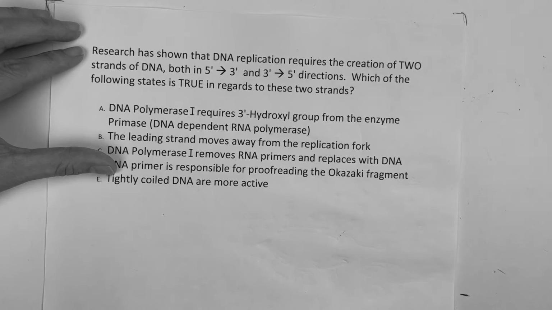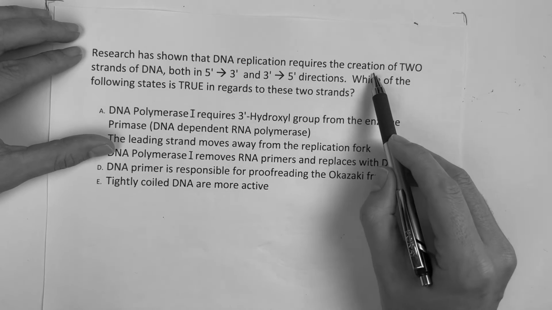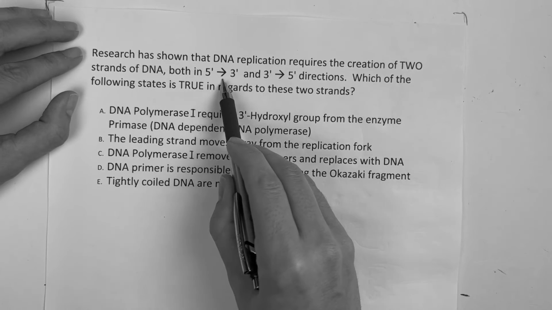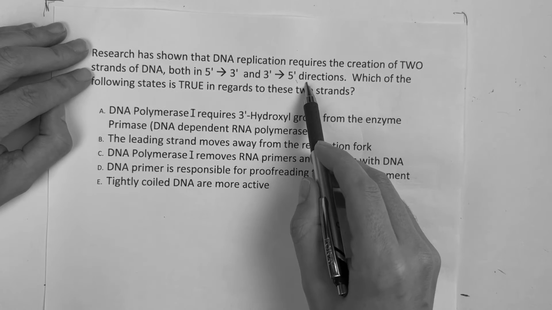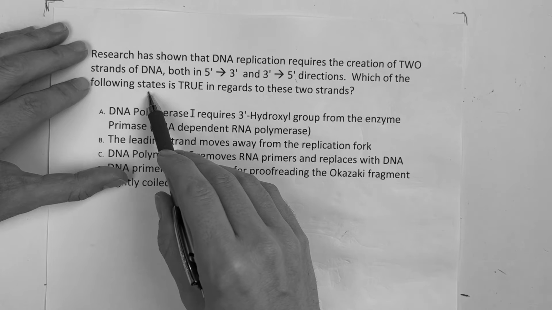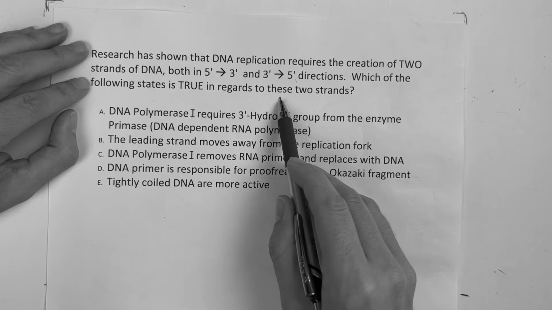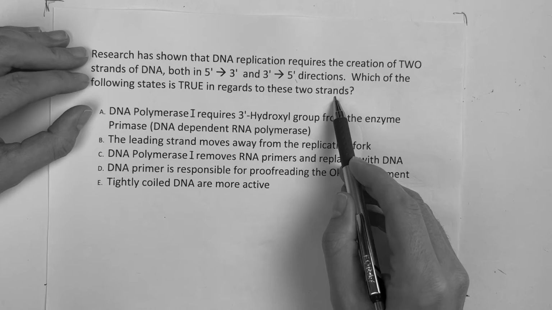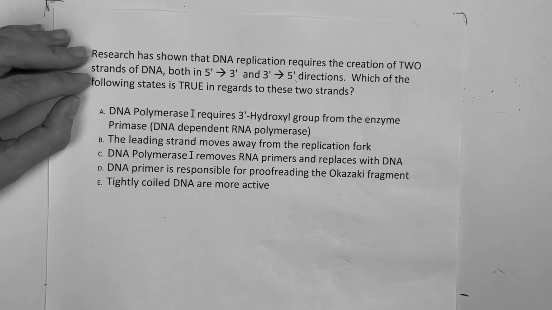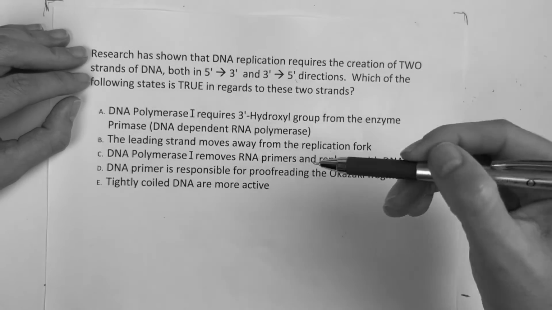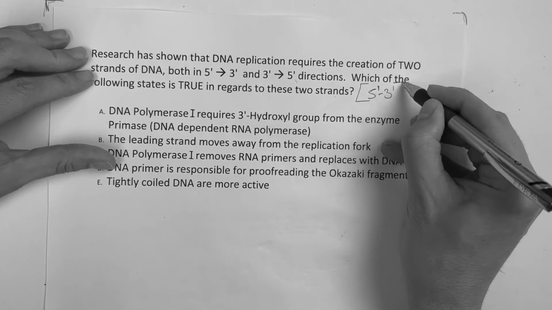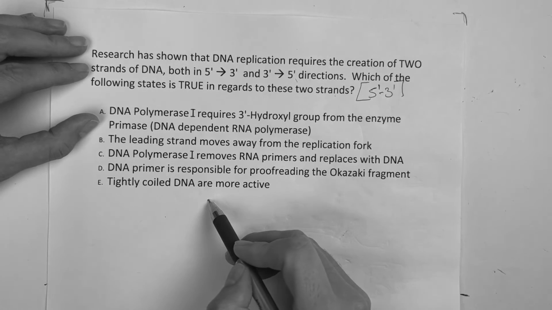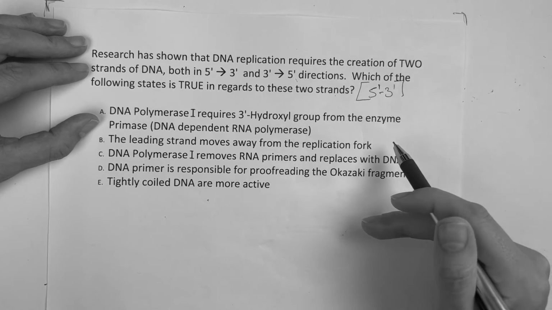Last question here reads, research has shown that DNA replication requires the creation of 2 strands of DNA, both in the 5' to 3' and the 3' to 5' directions. Which of the following statements is true in regards to these 2 strands? So it's in the directions, but you remember, you always have to create it in the 5' to 3'. So basically, this question is just going to read, out of all the stuff we just learned, which of the statements is actually true?